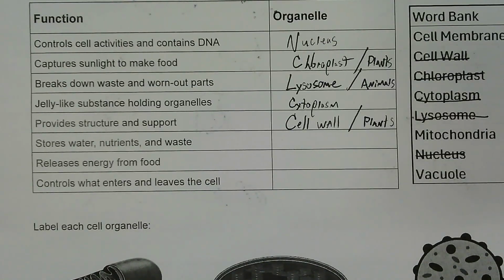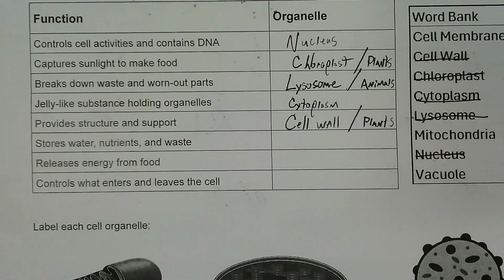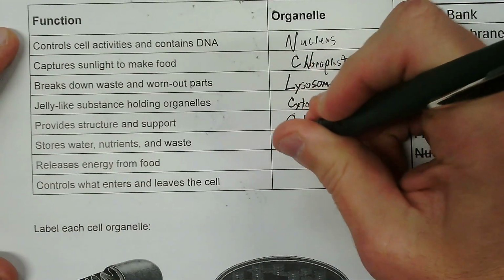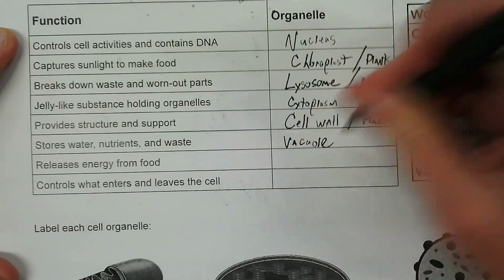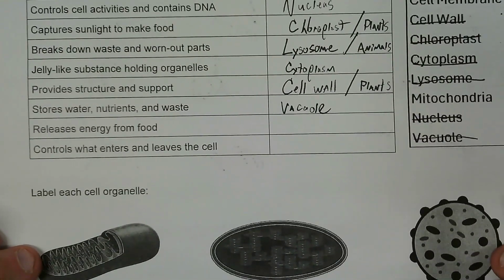Stores water, nutrients, and waste. Well, which one of these stores water, nutrients, and waste? Oops. Okay, I hope that was the last bus. So, what stores the water? Remember, we have one big central one in a plant. Vacuole. Stores water, nutrients, and waste.